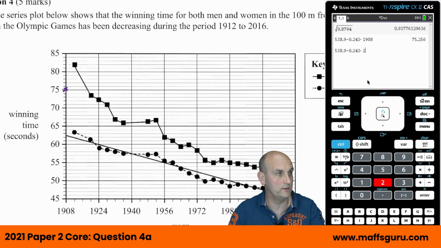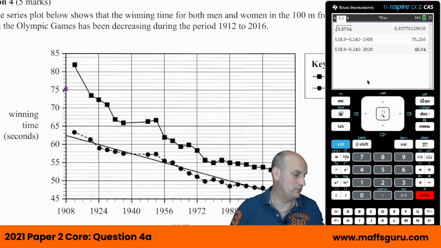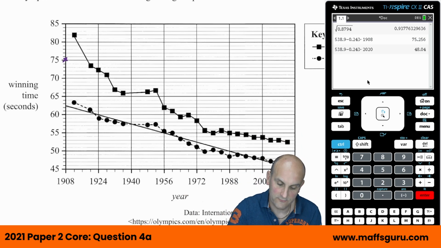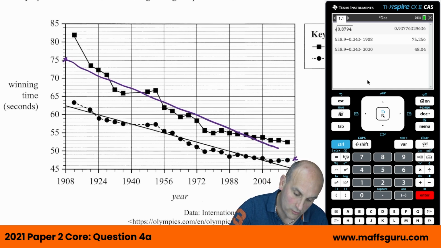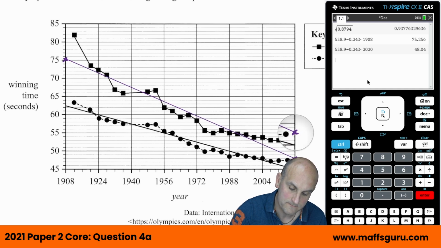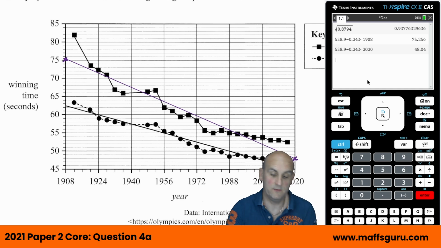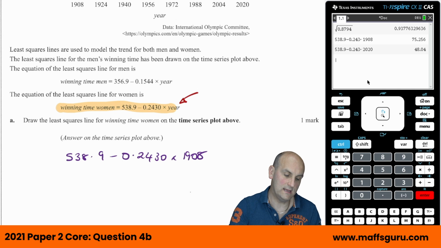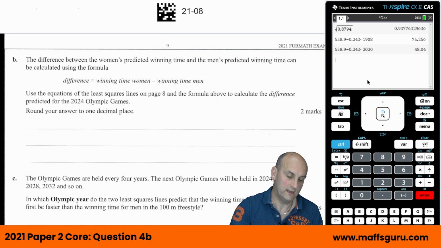Delete, delete, delete, delete. 2020. Yeah, 48.04. So again, I went to about 48, which was roughly speaking there. Drew my straight line between them. And there we go, there was my regression line put on there. The least squares line. Oh, we've already done that one. Try again. Oof, I'm losing the plot.